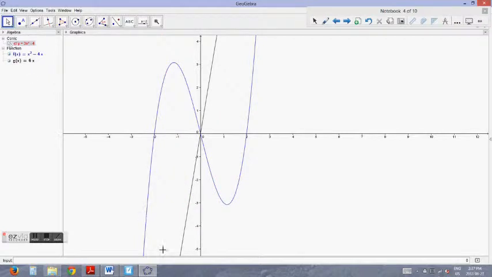Let's turn that off for a second. When we're concave down, the second derivative is a negative value. When we're concave up, the second derivative is a positive value. So that's just something to note, and that's our conclusion after studying this graph.